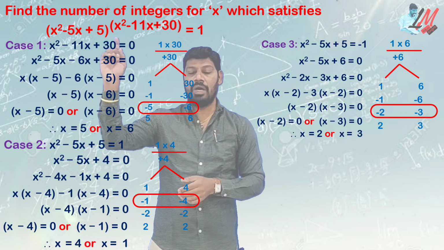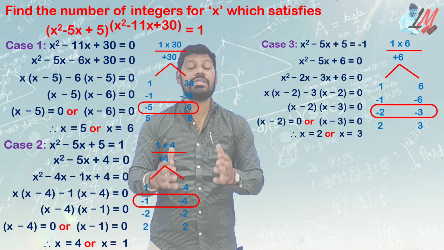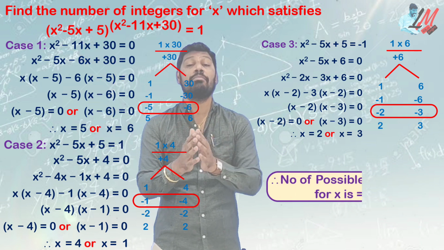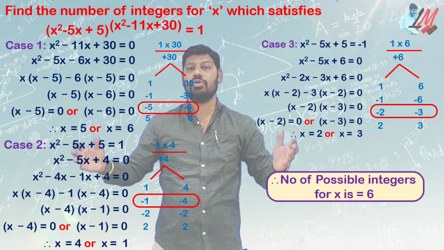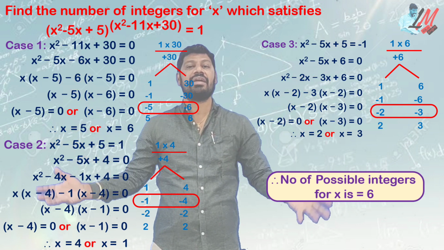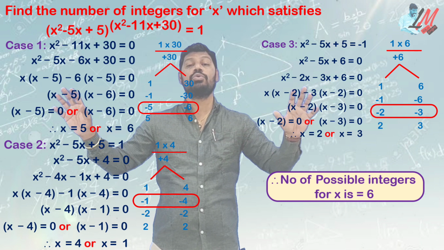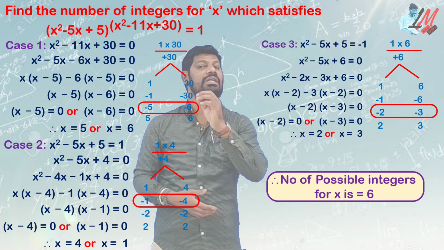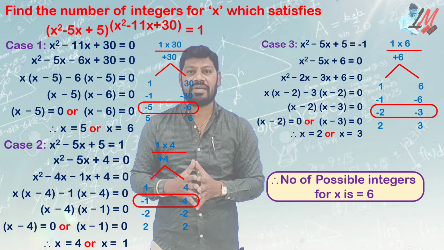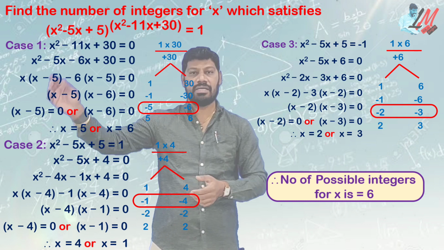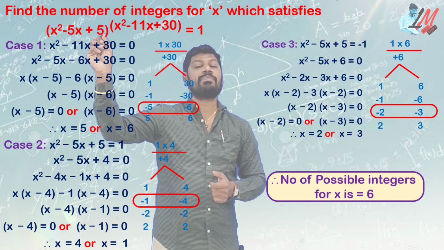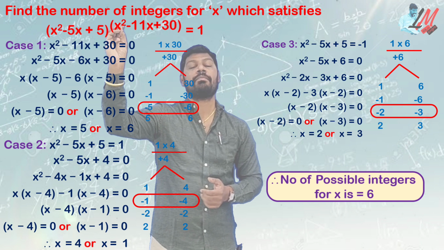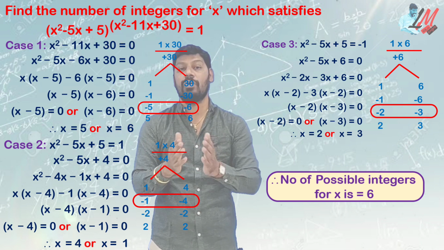On the whole, the given question is asking to find the number of integers for x. If you observe carefully, in 3 different cases we got two different values each. So totally, there exist 6 different integers for x such that (x² − 5x + 5) to the power of (x² − 11x + 30) is equal to 1.